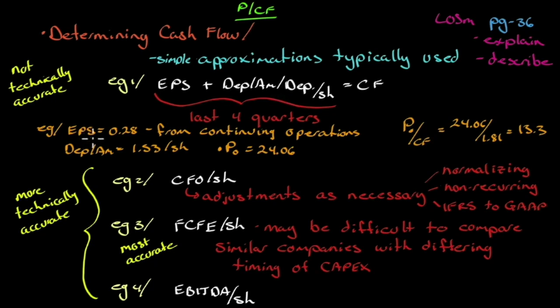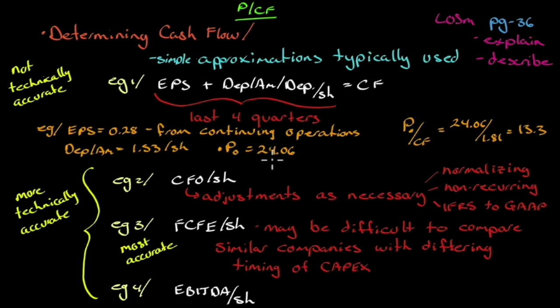So let's say that we have EPS of 28 cents from continuing operations. Notice now it's from continuing operations. We've taken out all the non-operating stuff, 28 cents. And our depreciation or amortization, we've calculated at $1.53 per share.